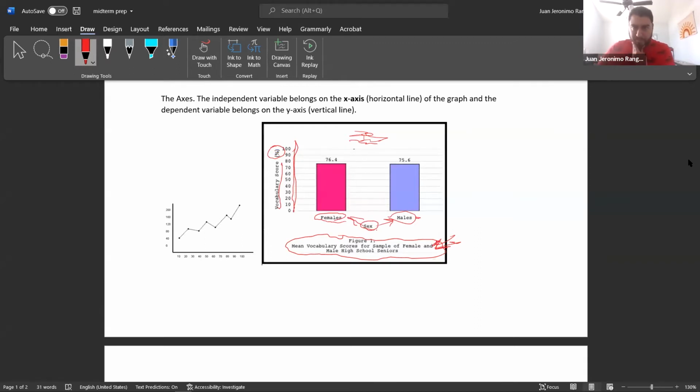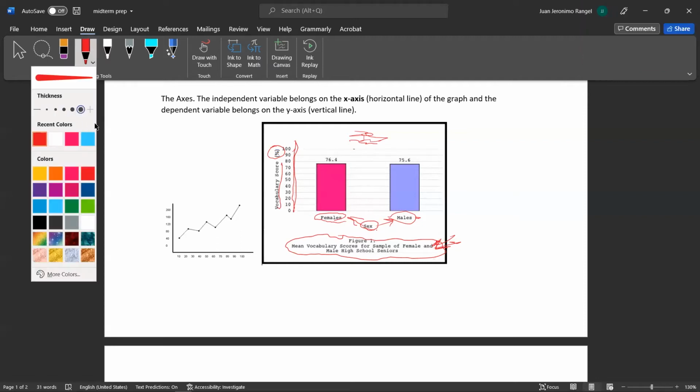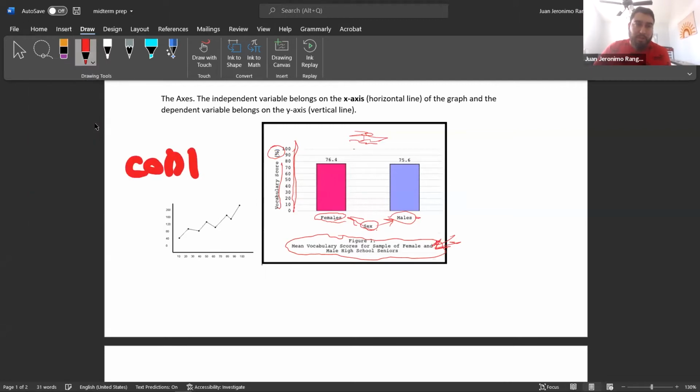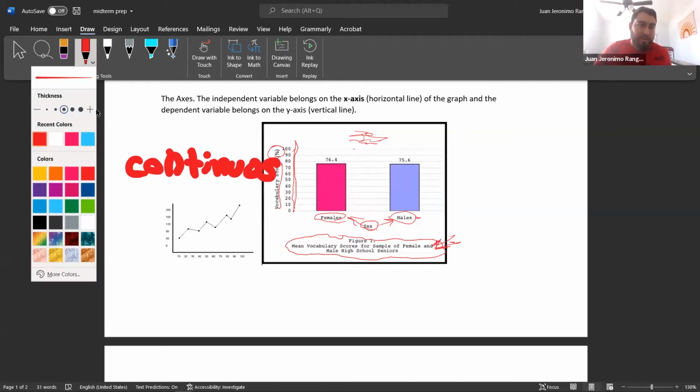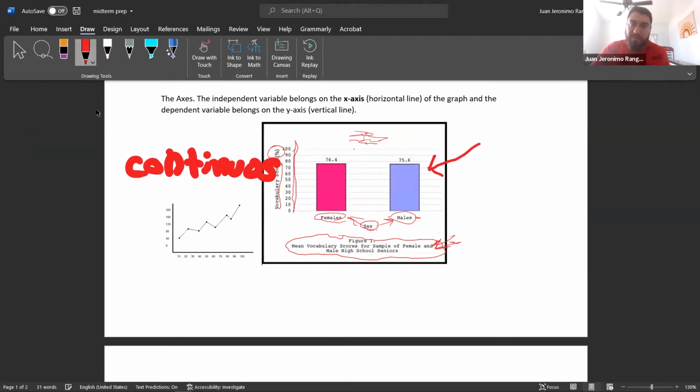Okay. All right, so I need you guys to remember a couple of things. So line graphs, the only time where you would use it would be for continuous data. And bar graphs are for discrete variables.